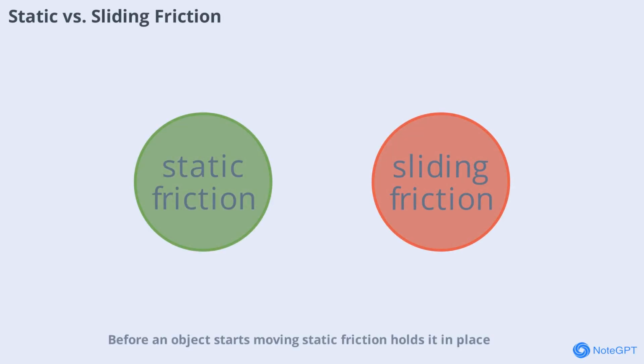Before an object starts moving, static friction holds it in place. Once movement begins, sliding friction takes over. Static friction is usually higher than sliding friction, which is why it's harder to start moving a heavy object than to keep it moving. For example, pushing a car requires more force to get it rolling than to keep it rolling. This distinction is important in engineering, as machines must overcome static friction before sliding friction becomes the main resistance. Understanding both types helps us design better tools and vehicles.